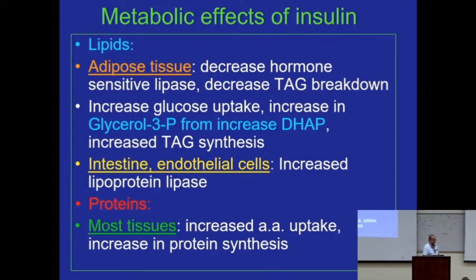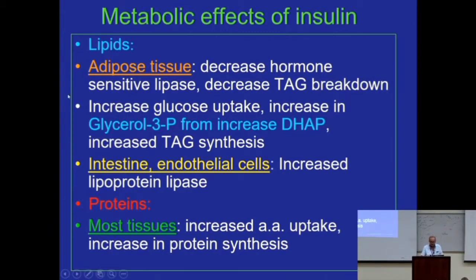And how are TAGs synthesized? You need fatty acids and you need glycerophosphate. The fatty acids are coming from the dietary TAGs from chylomicrons. Lipoprotein lipase breaks them down, picks those fatty acids up into adipose tissue. Then they are esterified to glycerophosphate. Where is the glycerophosphate coming from? It's coming from DHAP from glycolysis.